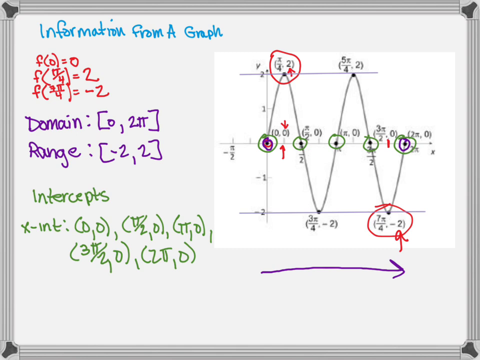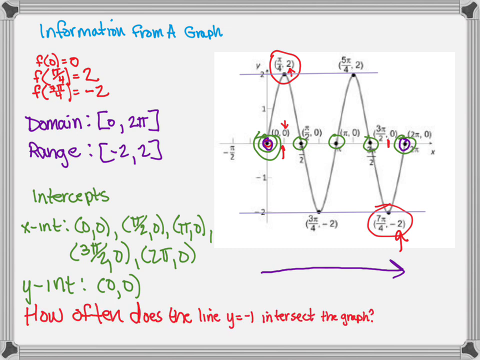So those are the x-intercepts, but we also have y-intercepts. And that is also here. It's a point that we've already identified as an x-intercept. That's not always the case. Sometimes they're different. Our y-intercept is 0, 0, the origin.